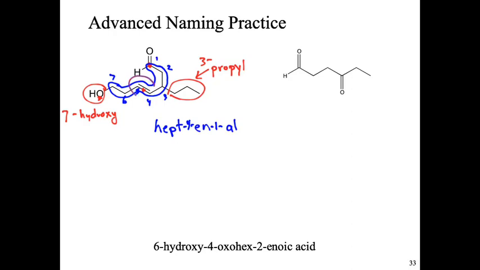If we go through and look at that alkene and break down the rules for it, it is going to be the trans configuration. How do we specify trans? E. Where did the pi bond first show up? 4. So 4E, 7-hydroxy, 3-propyl, hept 4-ene 1-al. Now you're right.